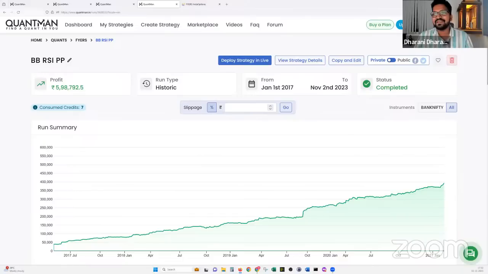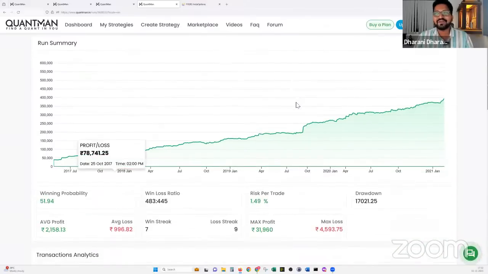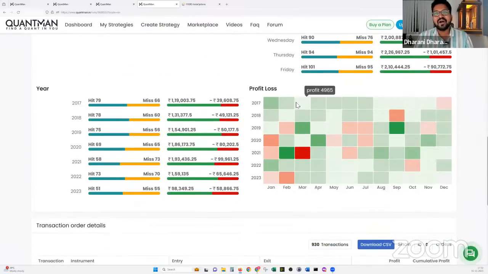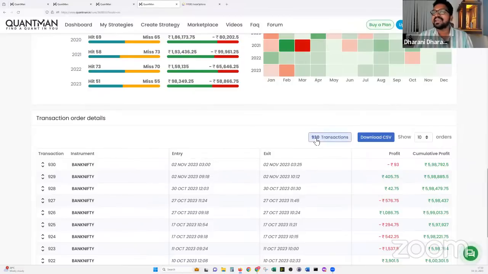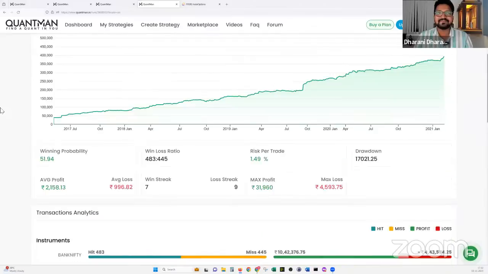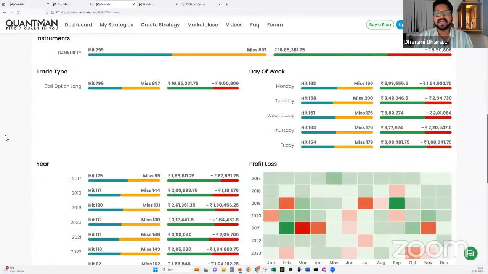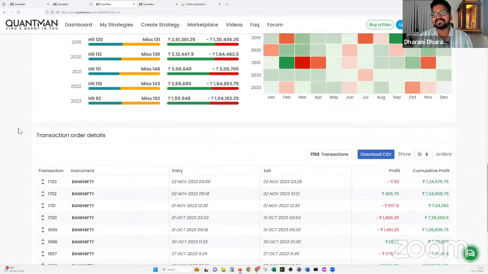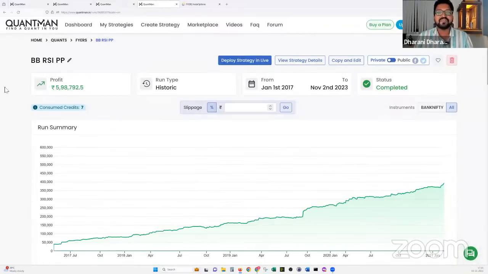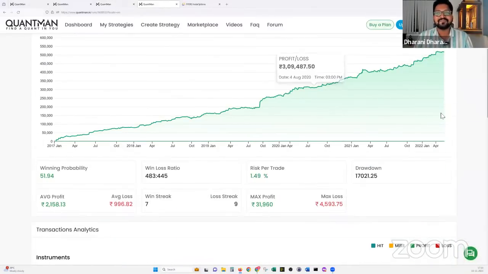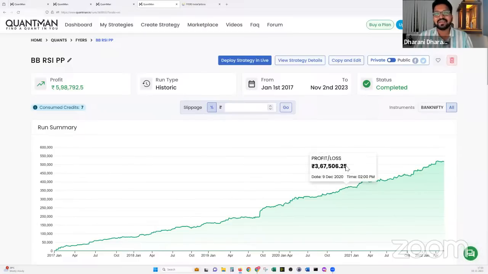Exactly, Nikhil. Now you guys go ahead and find out how many trades it has taken. It has just taken 930 transactions. On the other hand, here we have 1,700 transactions. Now you guys let me know which one is good. The fewer the transactions, the better.